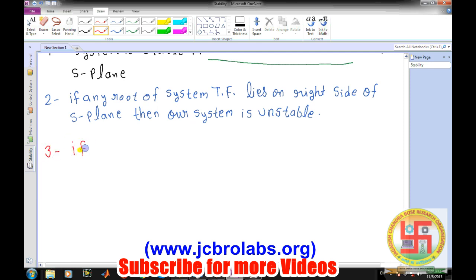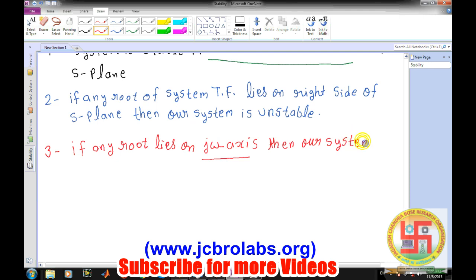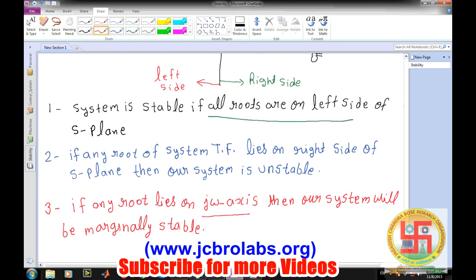So if any root, with a multiplicity of 1, lies on the j omega axis, then our system will be marginally stable. So these are the three basic conditions based on which we can find whether our system is stable or not.